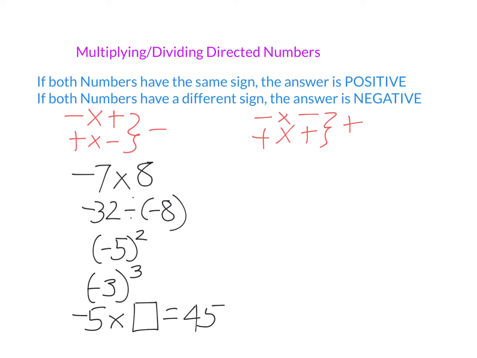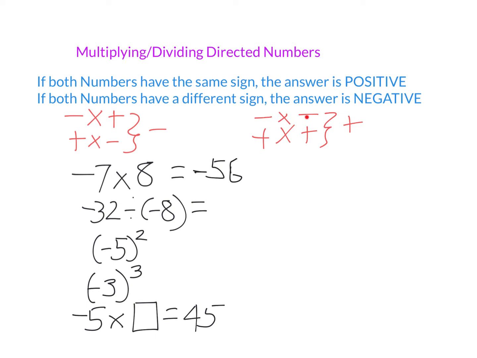So negative 7 times 8. Well, let's just do 7 times 8, we know is 56. But because this was a negative times a positive, the answer is negative. So negative 7 times 8 is negative 56. So in this one, we're dividing a negative by a negative.